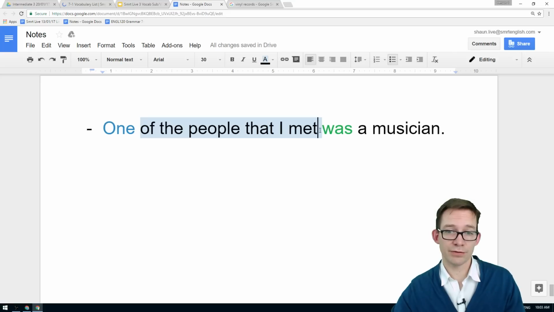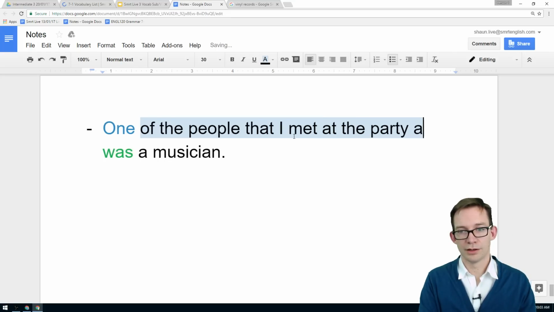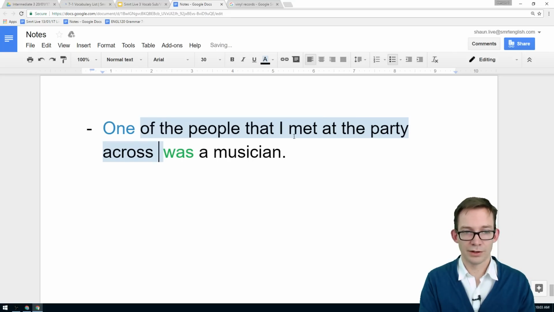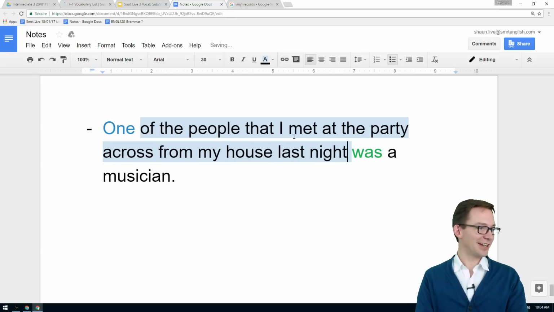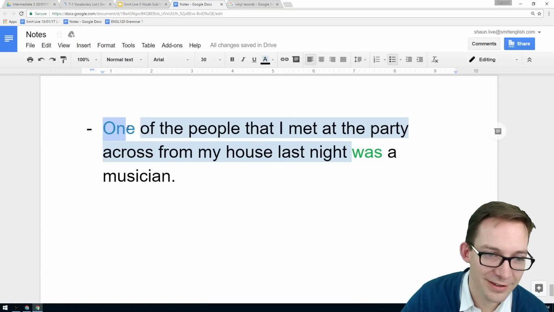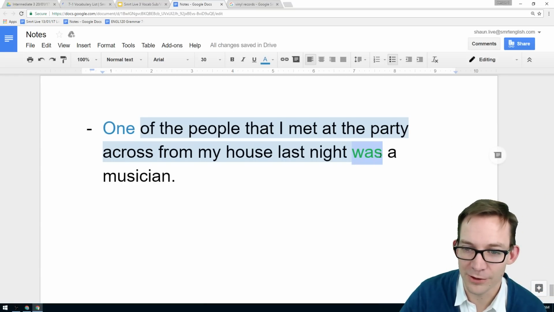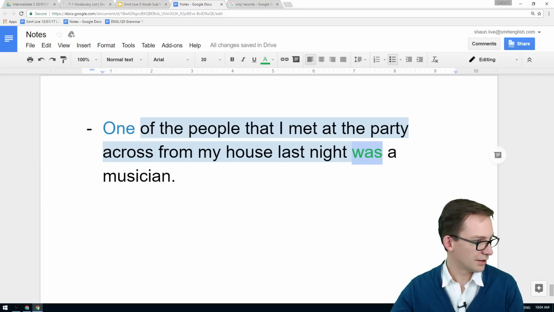And you can put as much information in here as you want. One of the people that I met at the party across from my house last night was a musician. It doesn't matter how much information you put in there. If you can find the subject and find the verb, then you'll be less likely to make that mistake.